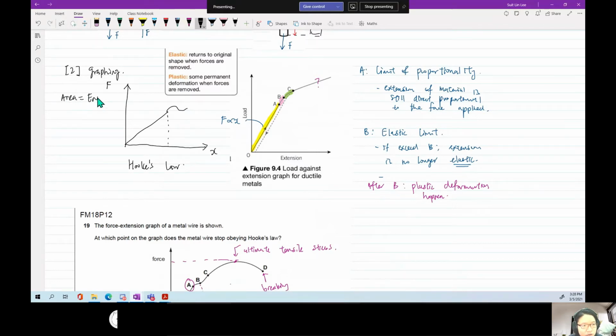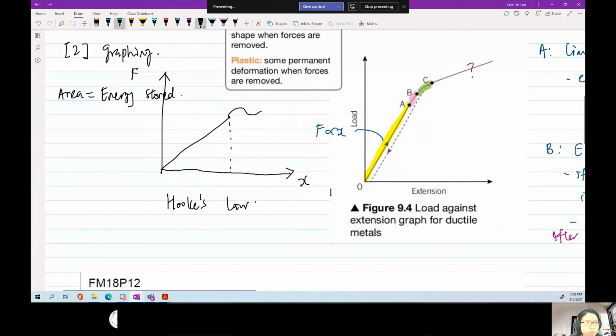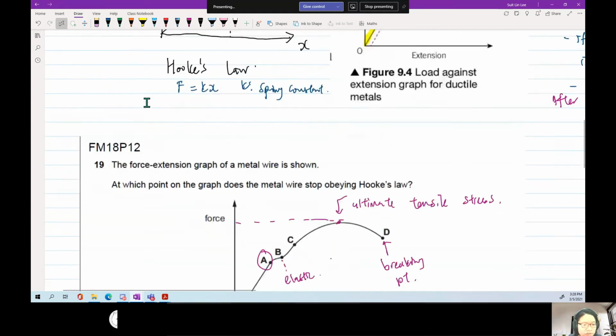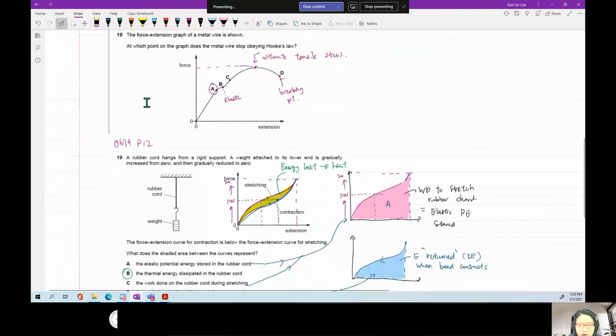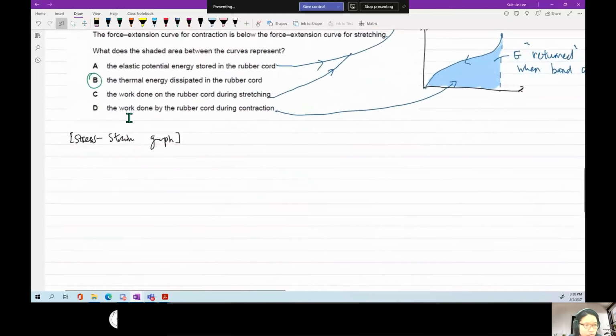Area is energy stored or removed depending on the direction of the arrow. And if we are still within Hooke's law zone, this gradient is equal to your spring constant K. Hooke's law, F is equal to Kx. K is a spring constant. Okay, so graphing. The graph that we can have, and again, the printout, I'll give it to you, don't worry.